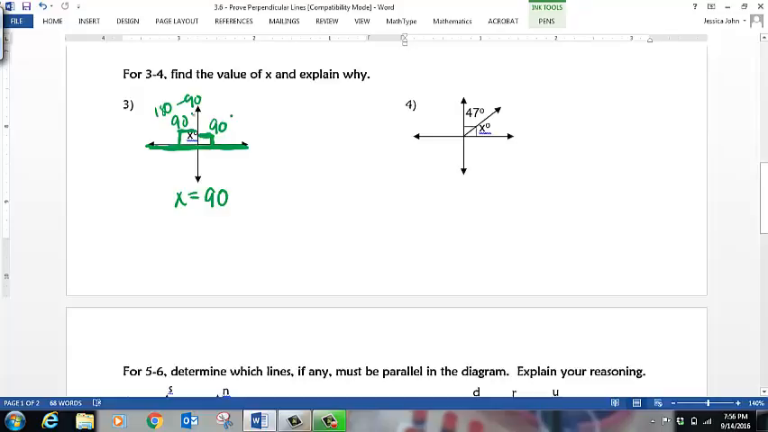Now, for number 4, if we look, we have this 47-degree angle and x right here, okay? But then we have this right angle box in here. So that means that if we take that 47-degree angle, we add it to x, that's going to equal 90 degrees. Okay? So we subtract 47, and that's going to give us x equals 43. And that's it.